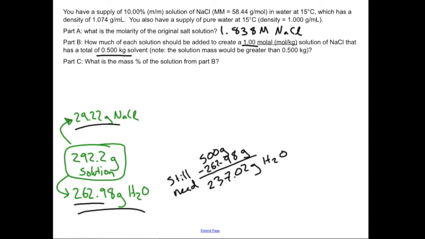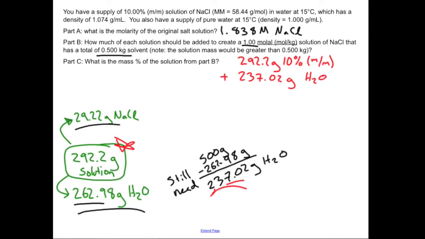So here's my answer for part B. If you follow, I need this. This is what's going to bring all the salt to it. So I need 292.2 grams of my 10% mass by mass solution plus this guy, 237.02 grams of pure H2O. Notice that if you add those two numbers together, it will indeed be greater than 0.5 kilograms.